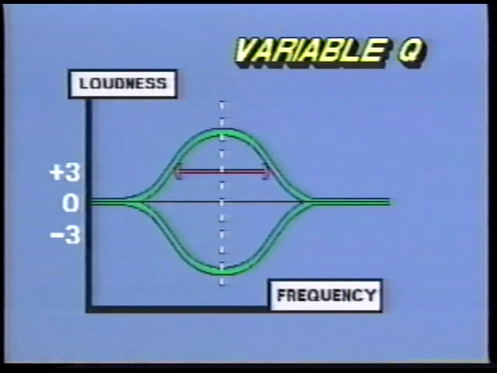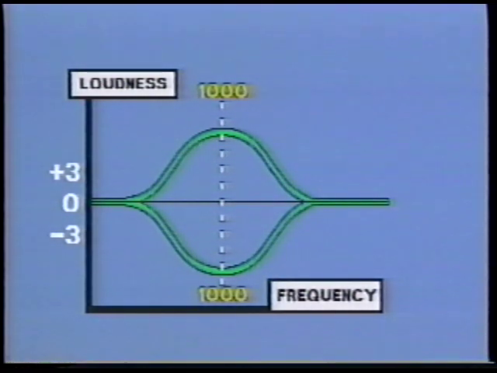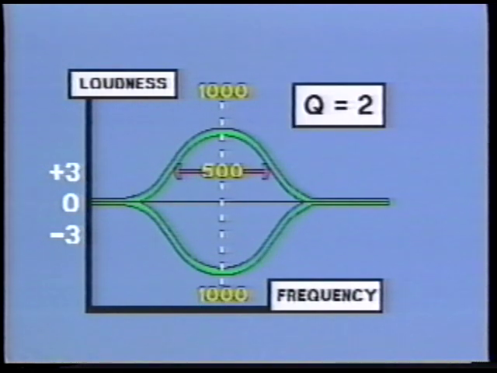The relationship of the center frequency to the bandwidth is called Q. For example, in this case, the center frequency is 1,000 cycles. If the bandwidth is 500 cycles, the Q will be 1,000 divided by 500, or 2. For a given center frequency, the narrower the bandwidth, the higher the Q.